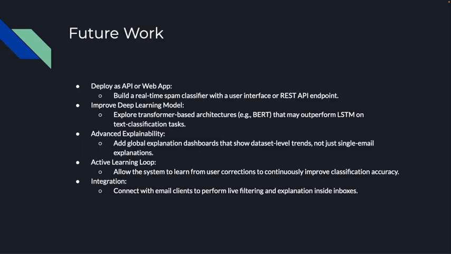Another idea is to add an active learning loop where the system learns from user feedback, like when someone marks an email as spam or not spam, just to continuously refine the model. Finally, our long-term goal is integration with email clients. So this model could perform live filtering and show explanations inside the inbox. And obviously this would make spam handling more transparent and a lot more controllable.